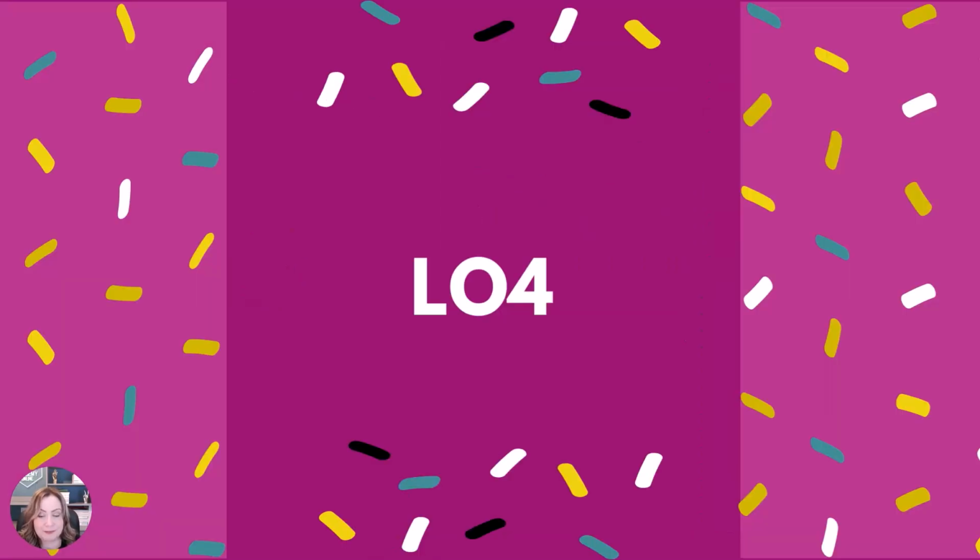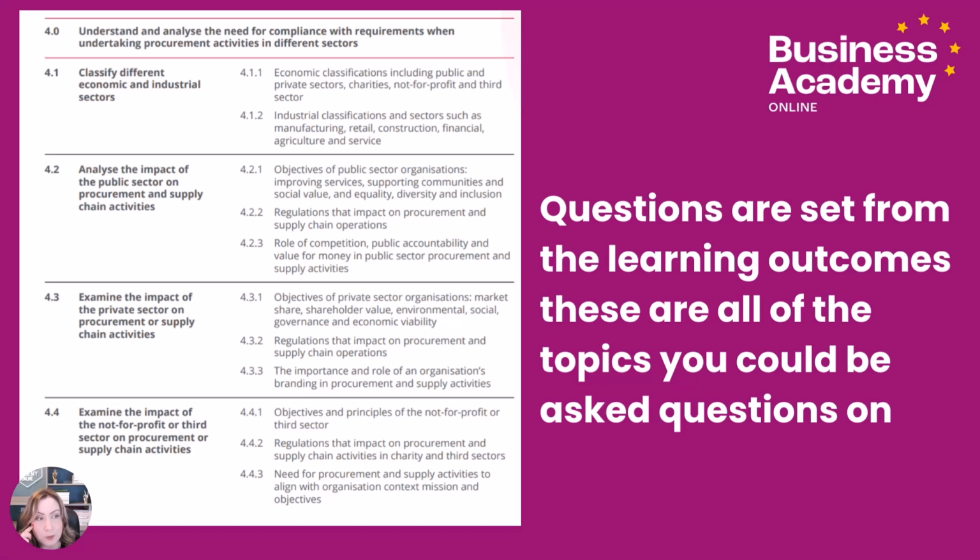Final learning objective then. So once again, we have the same situation. We have 4 learning outcomes, and they all relate to compliance in different sectors. So we're classifying different economic and industrial sectors as 4.1, analysing the impact of the public sector for 4.2, private sector impact for 4.3, and the impact of not-for-profit or third sectors as 4.4. And remember, they can drill into any of those learning outcomes.